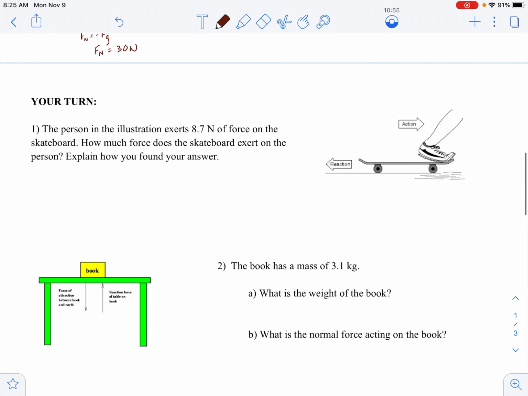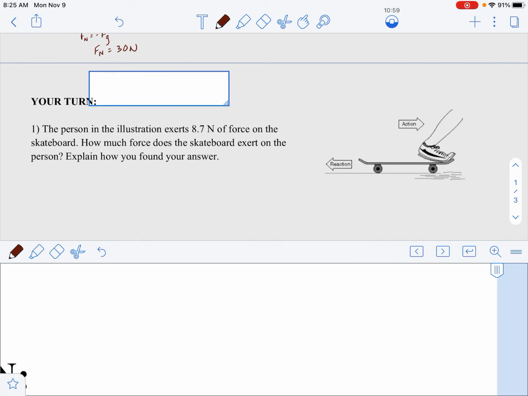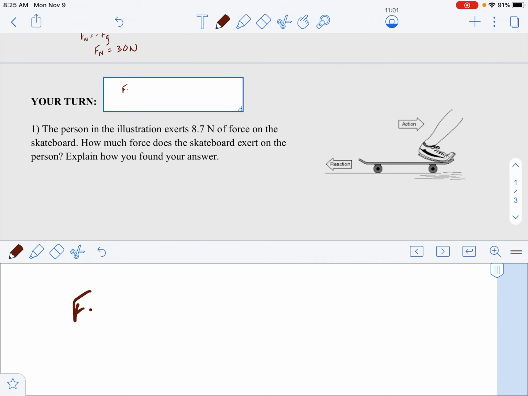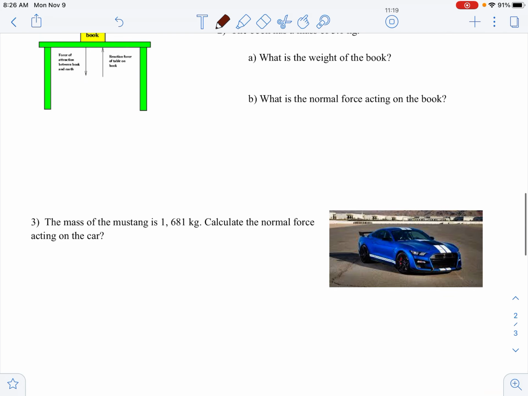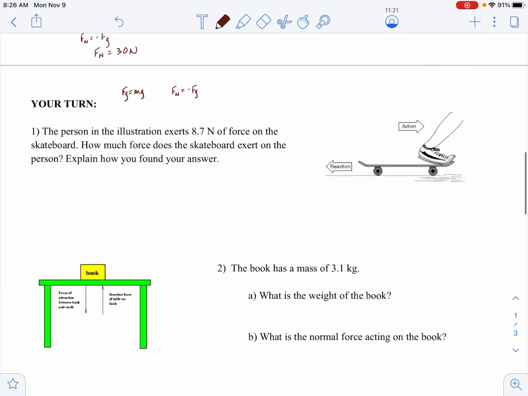Okay, so here now it's your turn. And just because you know me, I always like to have my formulas handy. We're going to put these two up here. Fg equals mg. And normal force is equal and opposite to gravitational force. Okay? So if I ask you to find the normal force, you got to find the gravitational force first. So you have 3 problems to do here, and they are due the next time you come to class.